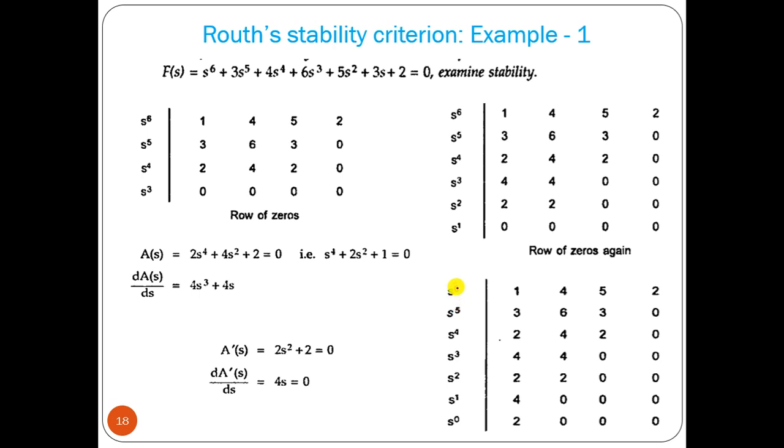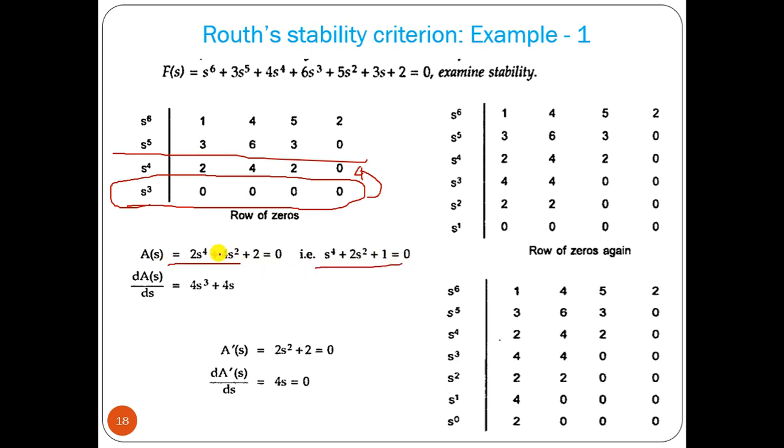Now let us solve another example. This is a very interesting problem. In the first two rows, for s6 and s5, you have to put all the coefficient values: 1, 3, 4, 6, 5, 3, 2, then 0. If you solve it, we get this, and we have an entire row of 0. So we have to form the auxiliary polynomial from the previous row: 2s^4 + 4s^2 + 2. That is your auxiliary polynomial.